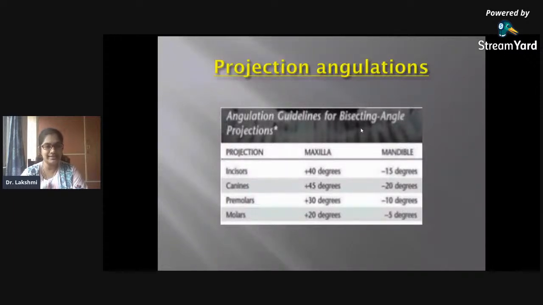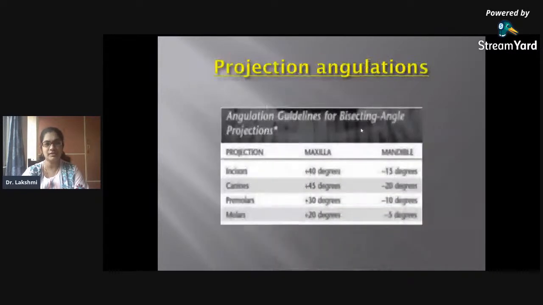So let us see for the incisors: maxilla plus 40 degrees, mandible minus 15; canines in the maxilla plus 45 degrees, minus 20 for mandible; premolars plus 30 and minus 10; molars plus 20 and minus 5. You need to learn this by heart so that whenever you are doing it practically, you will know exactly what angulation you have to set on the PID and how to aim the central X-ray.